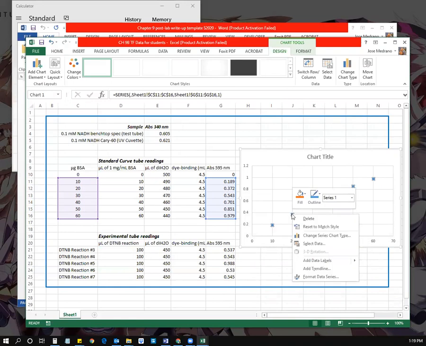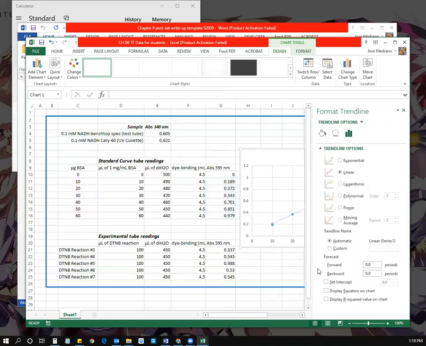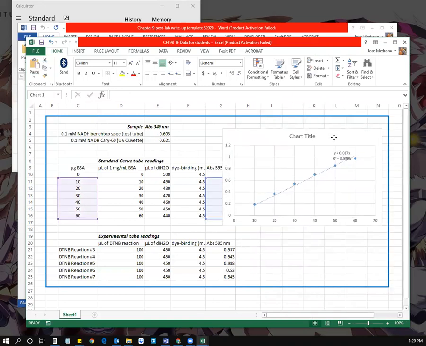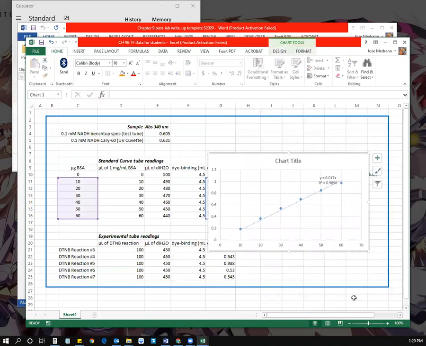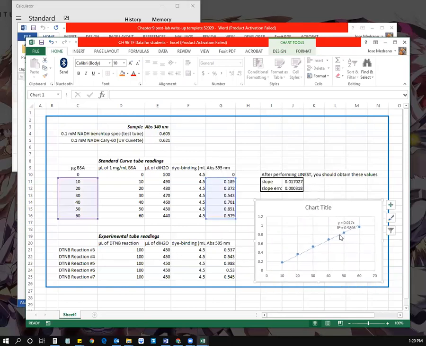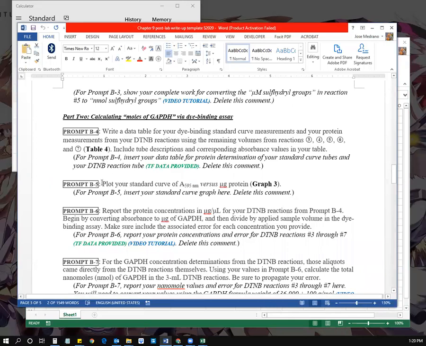I want to make sure that I add a trend line to this, and for my options, I want to set the intercept to 0, and display the equation and also the R squared value on my standard curve graph. I'm going to make this just a little bit smaller. So I pretty much have everything that I need in terms of a graph for my prompt B5 exercise.